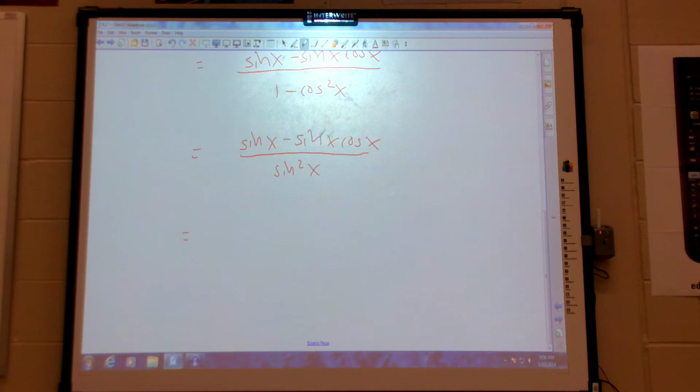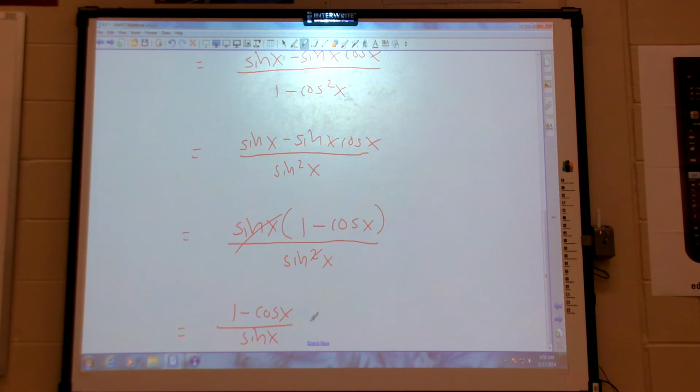Well, like terms? I could factor. What do the top have in common? Sine x. I'm left with 1 minus cosine x all over sine squared. One of the sines cancel. I'm left with 1 minus cosine x over sine x, which is the right-hand side. Cool, let me show you.